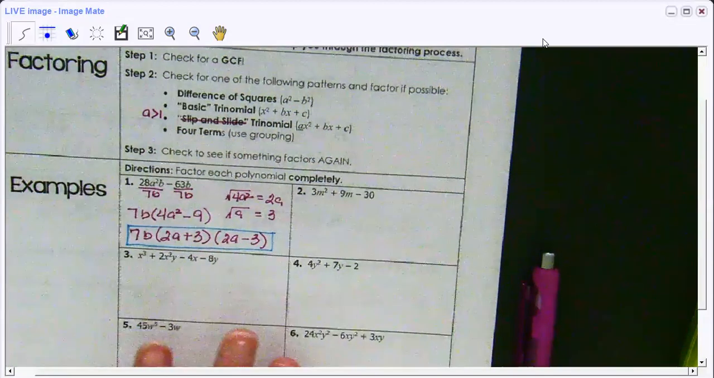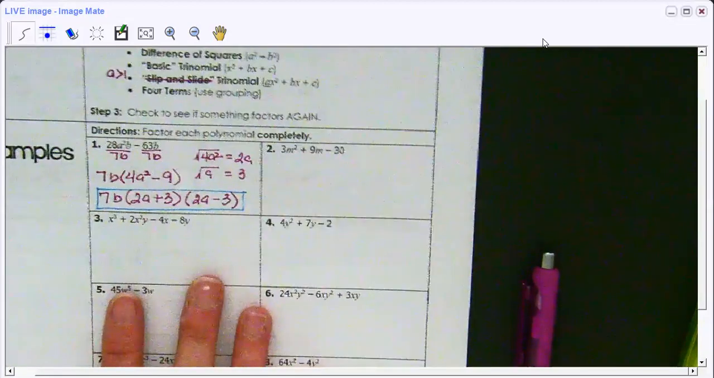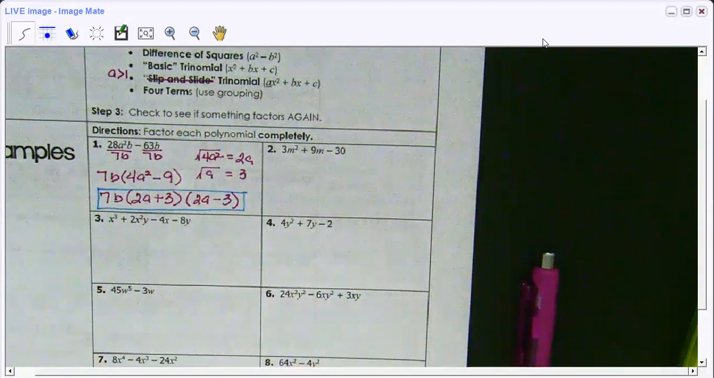All right. Let's move on to number 2. I want to give you the opportunity to figure out how you're going to factor that, go through the steps at the top of the page, and then we'll go over it together.